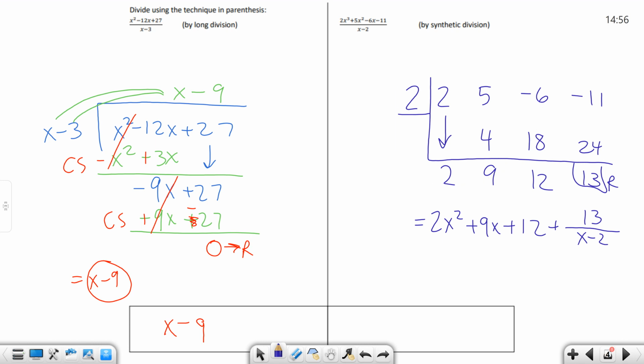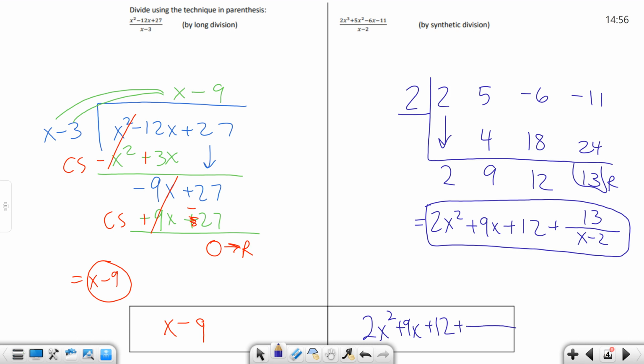Don't use anything up here in synthetic division. Go back up here and put that in your denominator right there, right? So then there's my final answer: 2x squared plus 9x plus 12 plus 13 over x minus 2.